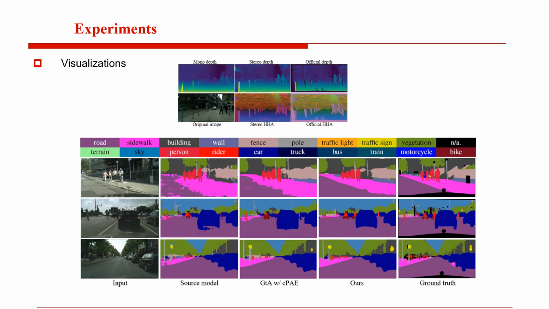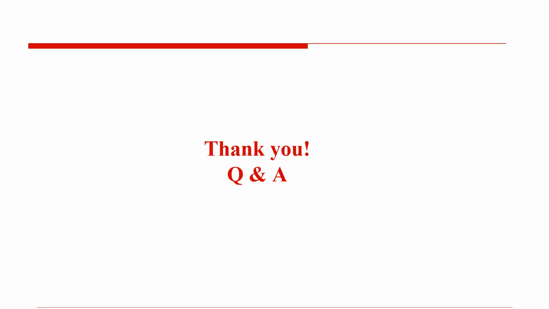Finally, we visualize the monodepths, the stereo depths, and the virtual depths of the Cityscapes dataset that we used in our experiment. We also visualize the corresponding HHA representations. In the figure below, we visualize the results obtained by the source model, the second-best model, our model, and the ground truth for a qualitative comparison.